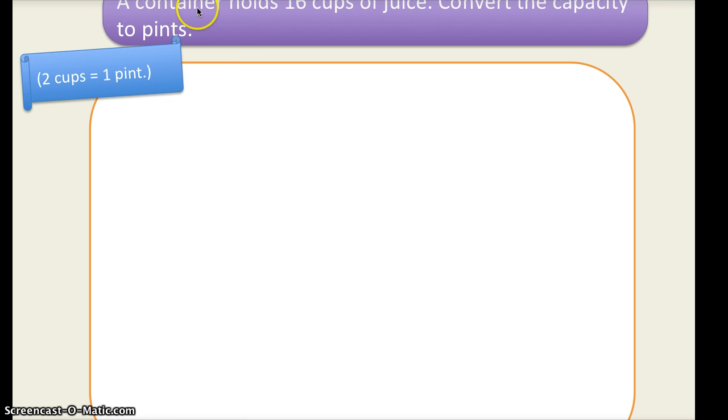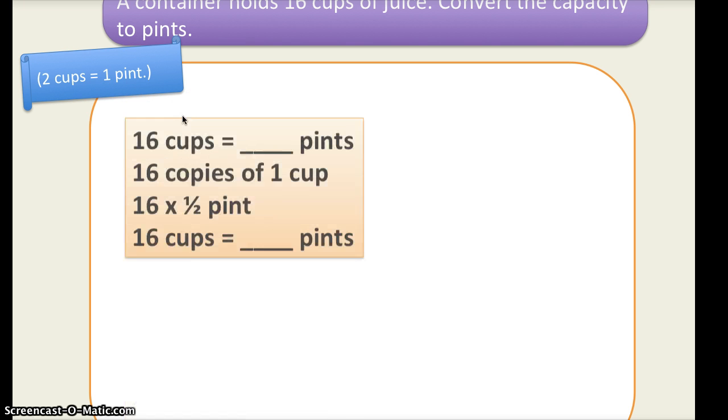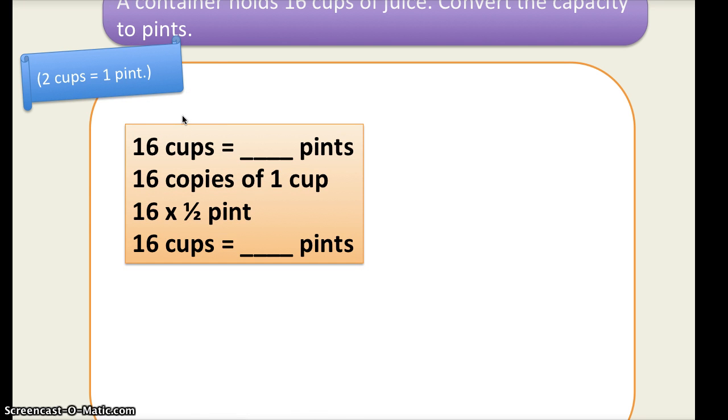Okay, this says a container holds 16 cups of juice. Convert the capacity to pints. And I gave you your guide already, your cheat sheet. 2 cups equals 1 pint. So 16 cups is how many pints is my question. That's my problem that I'm trying to solve. How many pints does 16 cups equal?